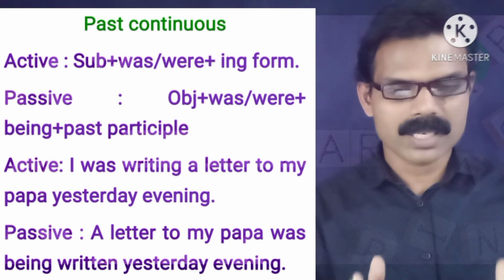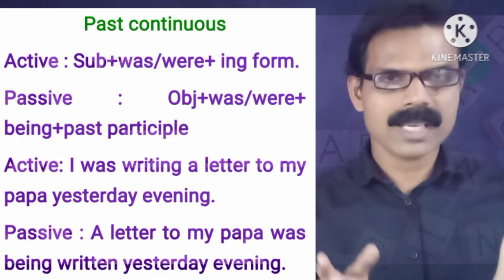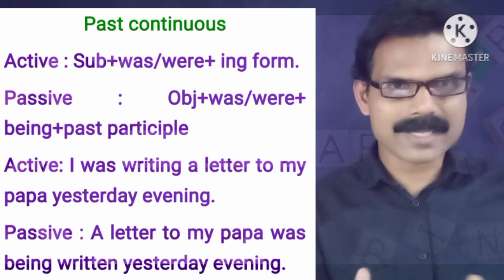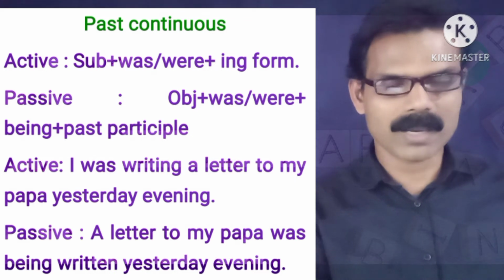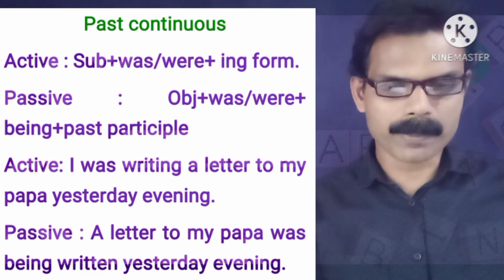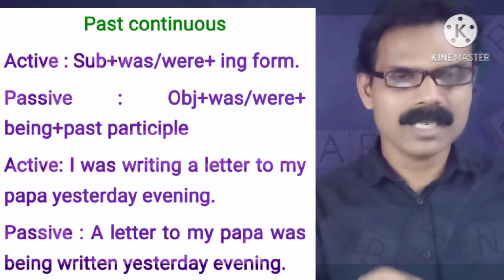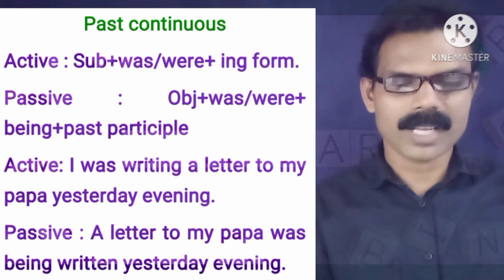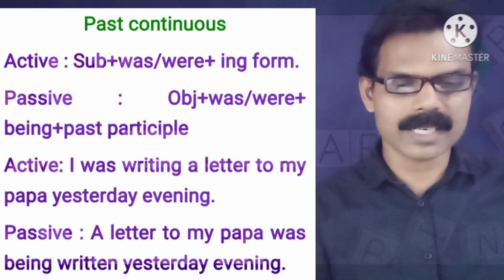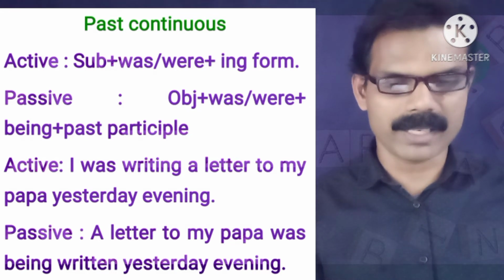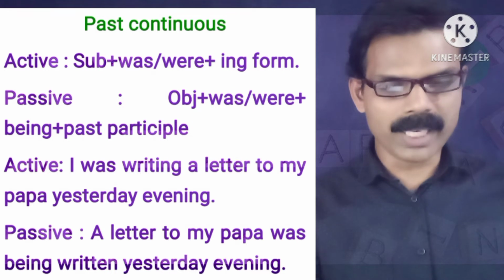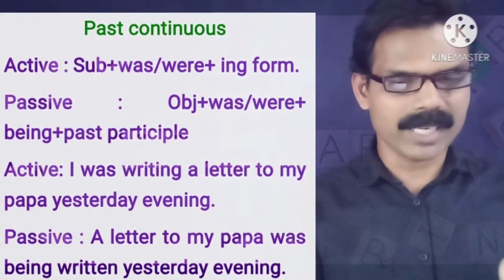Subject plus was or were plus ing form. Past continuous. Passive object becomes subject. So object plus was or were plus being plus past participle. Let's go to an example. Active. I was writing a letter to my papa yesterday evening. Passive. A letter to my papa was being written yesterday evening.